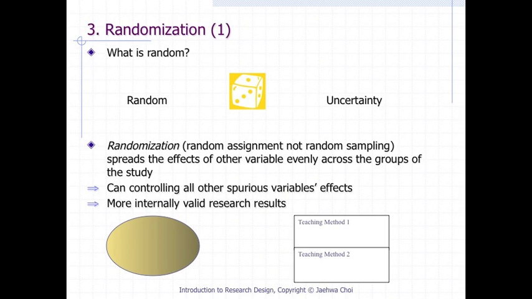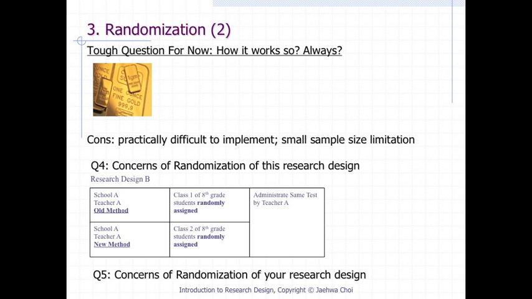The third option of controlling is randomization or random assignment. This randomization spreads the effects of other variables evenly across the groups of the study. Therefore, this option can control all other spurious variables' effects, and consequently, your research becomes more internally valid. However, oftentimes, this option is practically difficult to implement. Also, the benefits of random assignment can be warranted when the subject size is large.